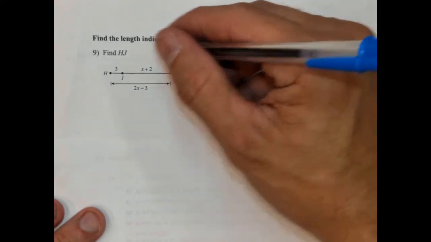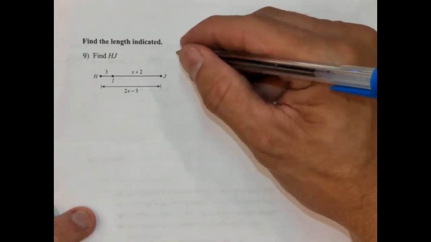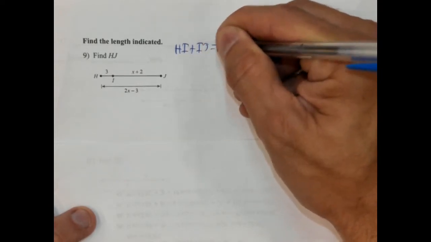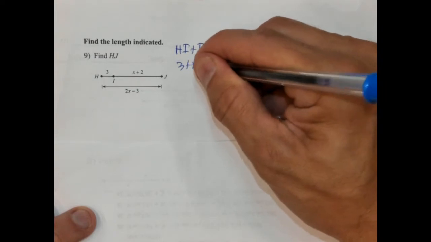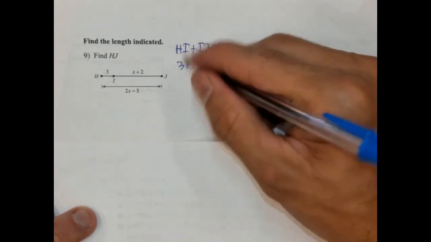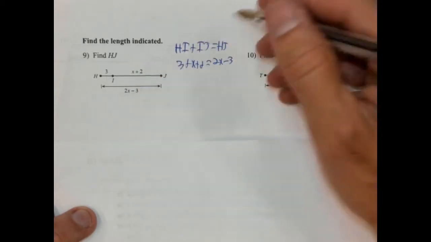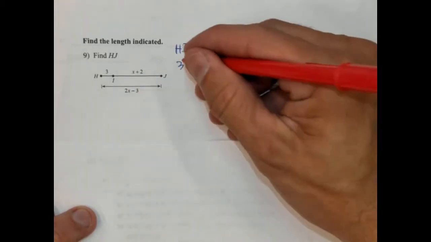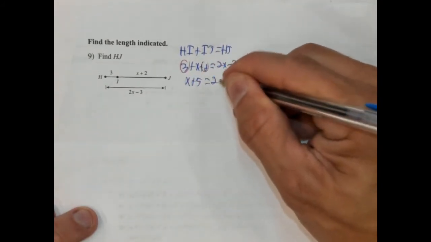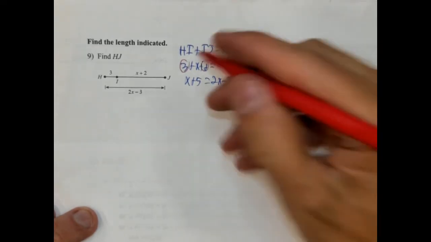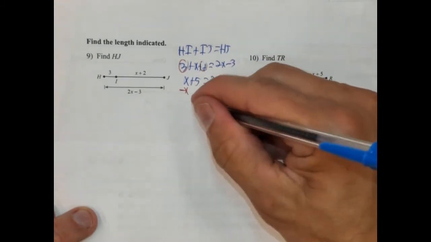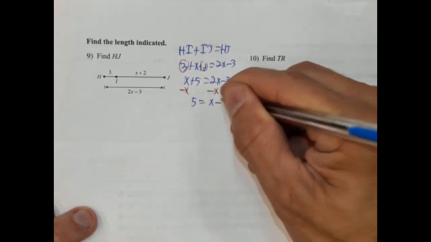Put it right here, actually, so we have more room. So HI plus IJ equals HJ. So 3 plus x plus 2 equals 2x minus 3, because HI is 3 and x plus 2 is IJ. Combine like terms: we add 3 and 2 together, so we get x plus 5 equals 2x minus 3. Now we get x's on the same side, so we subtract x from both sides, and we have 5 is equal to x minus 3.